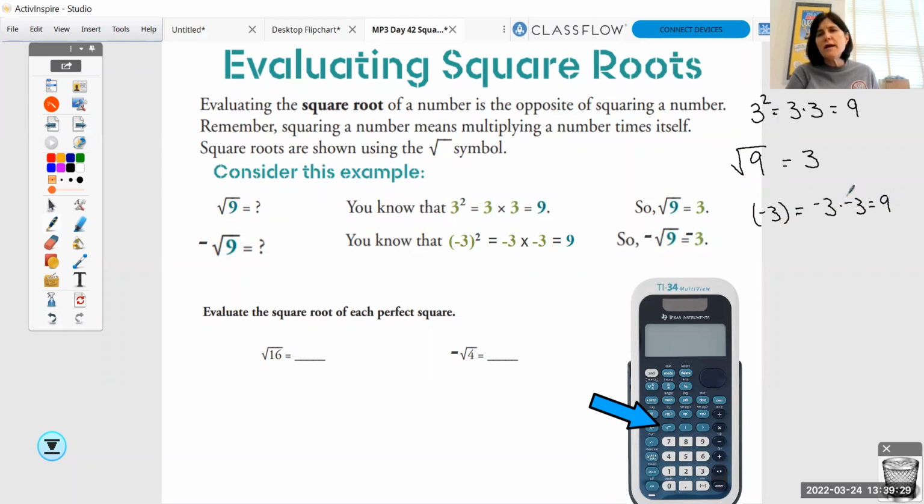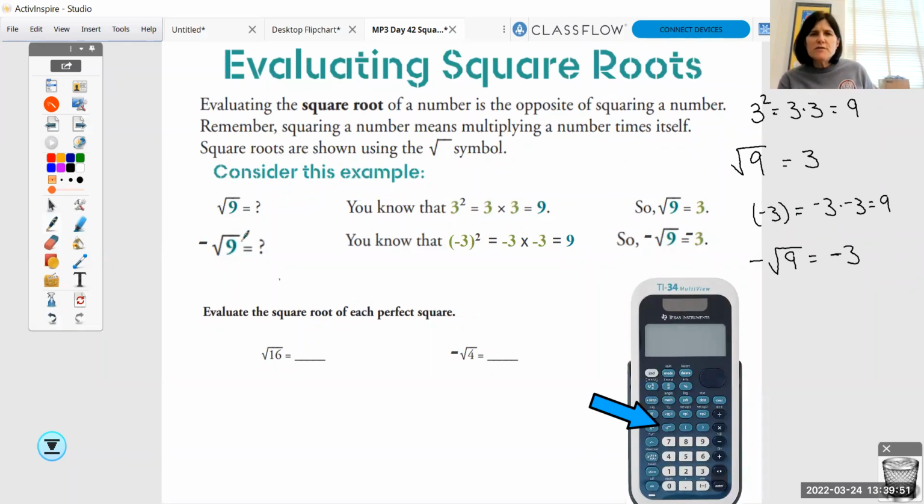So if we are trying to find the negative root, you're going to be asked like this. It's going to have the negative on the outside. And so this is saying, what is the negative of the square root of 9? So the square root of 9 is 3. And so that would be -3. Or what is the negative root of 9?